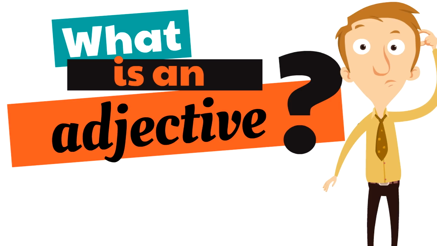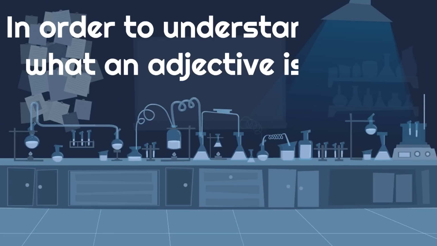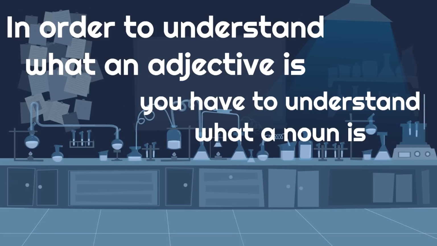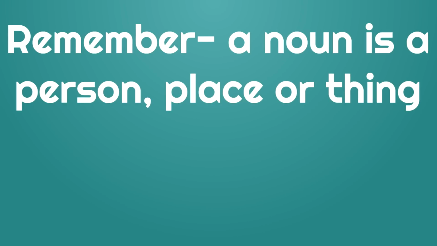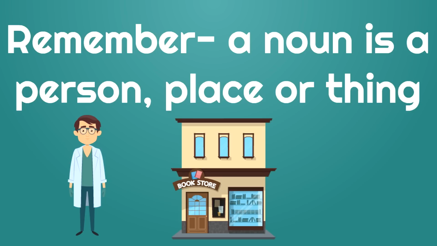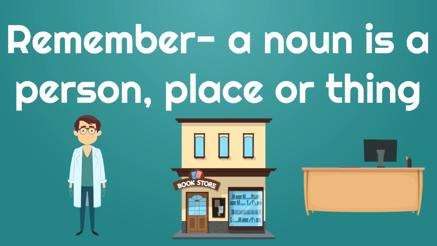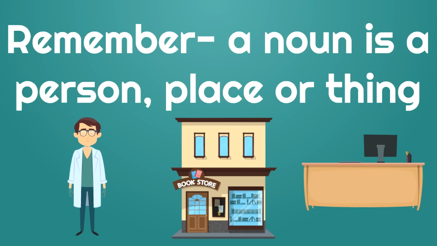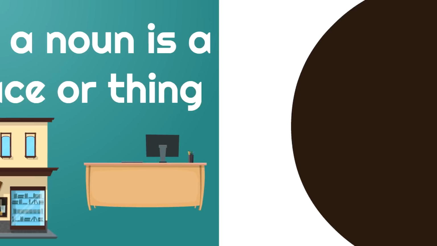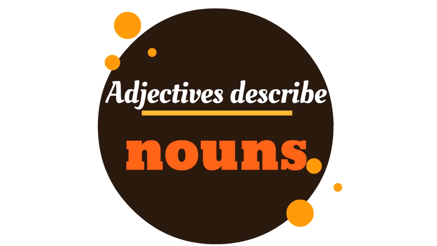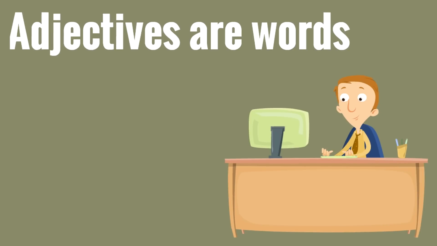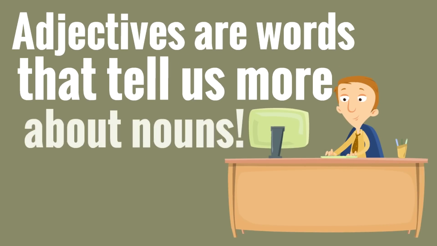Well, this might sound a little weird, but in order to know what an adjective is, you have to understand what a noun is. And remember, a noun is a person, place, or thing. A person, like a doctor, or a place, like a bookstore, or a thing, like a desk. If it's a person, place, or thing, it's a word that's a noun. Well, here's where adjectives come in. Adjectives describe nouns. Adjectives are words that tell us more about nouns.